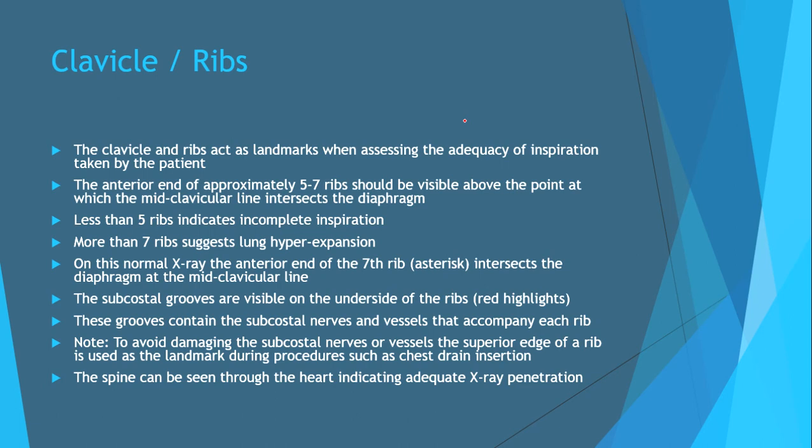The subcostal grooves are visible on the underside of the ribs, red highlights. These grooves contain the subcostal nerves and vessels that accompany each rib. Note: to avoid damaging the subcostal nerves and/or vessels, the superior edge of the rib is used as a landmark during procedures such as chest drain insertion. The spine can be seen through the heart, indicating adequate X-ray penetration.